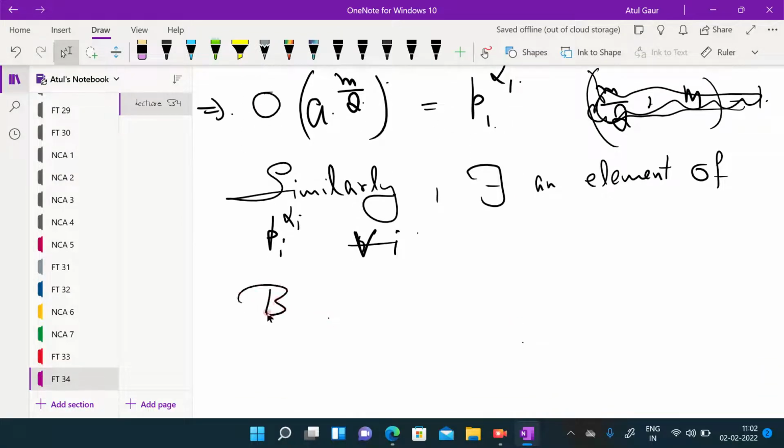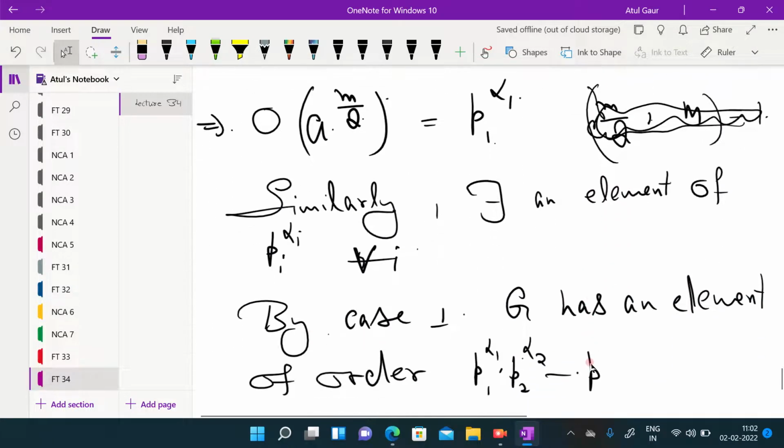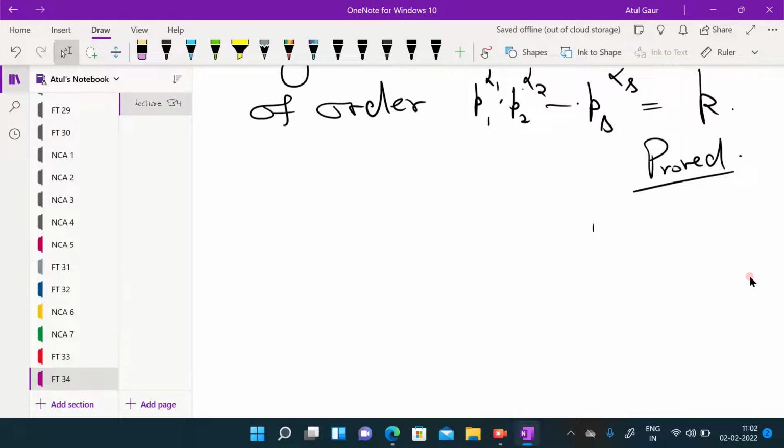So by case 1 you have an element of order p1^alpha1 p2^alpha2 and so on up to ps^alpha s. Okay. So the point is, if G has an element of order m, and if it has an element of order n, then it will have an element of order LCM of m and n. All right. So one more lemma.